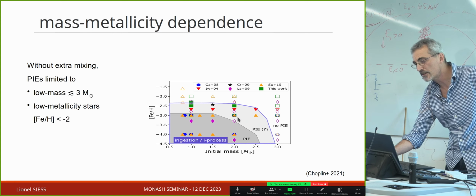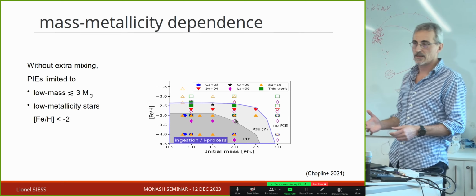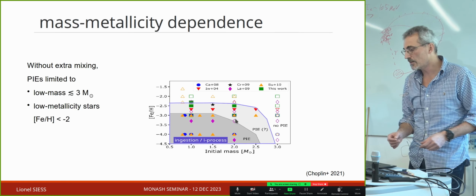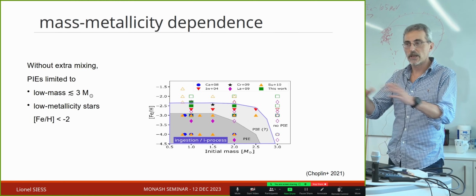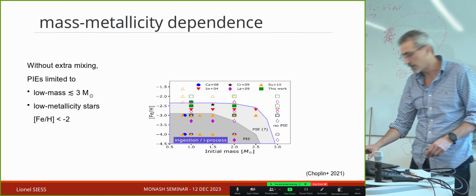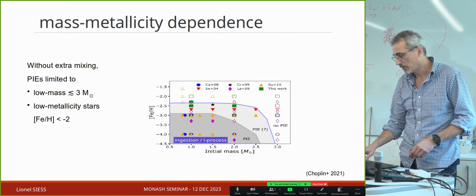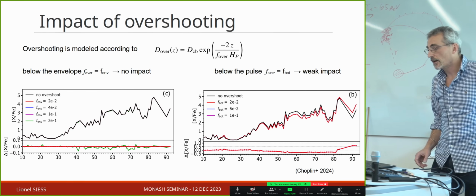The spread you can see is partially due to the fact that some people also included some extra mixing in their simulation. And this is what we wanted to do with our code, so we have a consistent set of models to see what is the influence of adding some additional mixing in the star. And this is what we did.